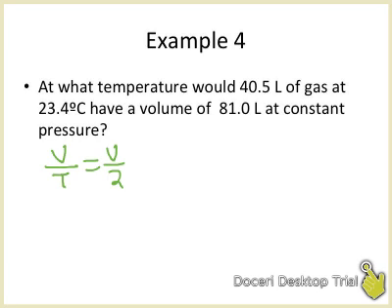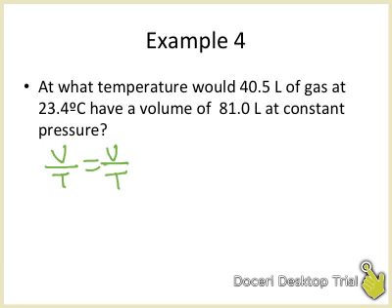This time it says, what temperature would 40.5 liters of gas at 23.4 degrees Celsius have a volume of 81.0 at constant pressure? Okay, so this time, first of all, we're not in Kelvin. Secondly, we're solving for temperature this time, so we're going to be testing our algebra skills a little bit here, right? So let's fill in.